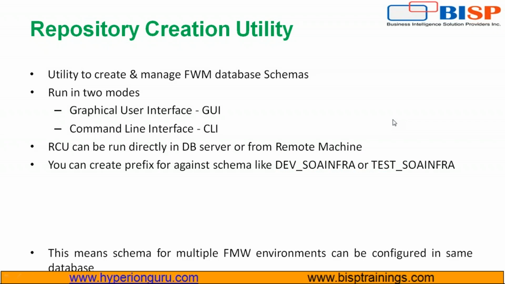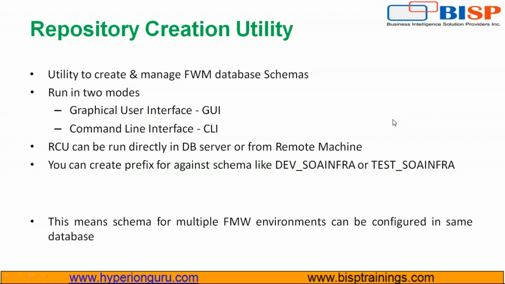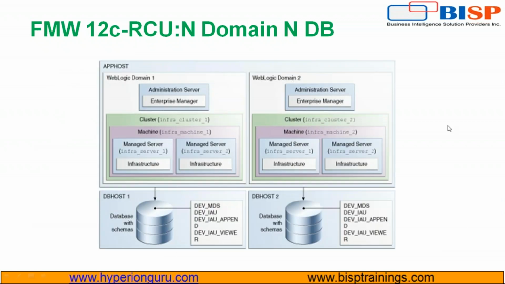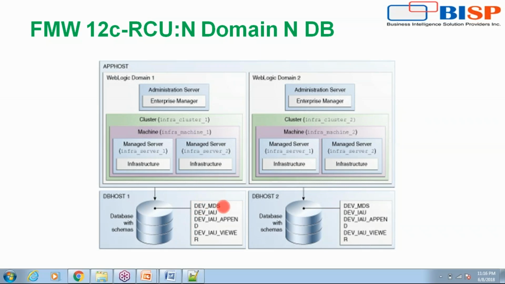And this is all required for your Fusion Middleware functionality to work. Different products use different schemas for their own functionality, and that's why these are required. So for example, you can see right here on the diagram. So this is nothing but similar. You have app host 1, WebLogic domain 1, WebLogic domain 2. So we have created these schemas right here.